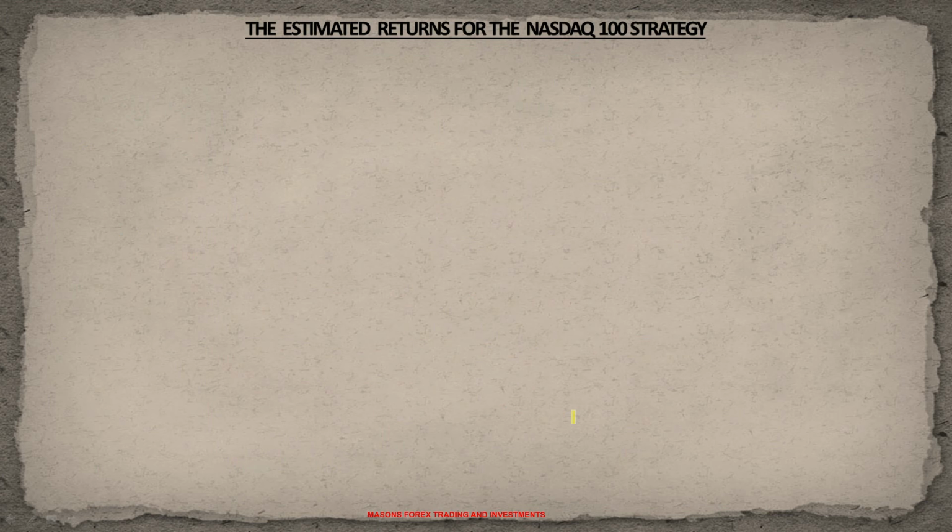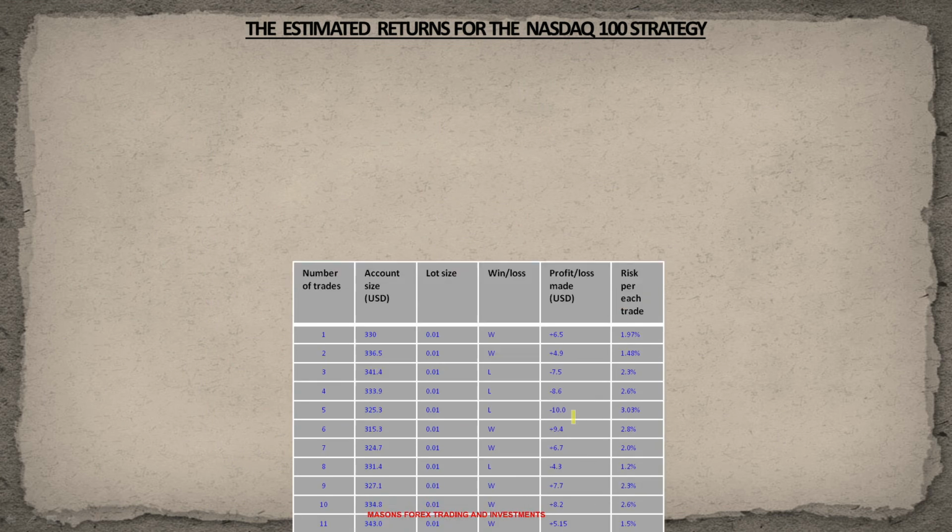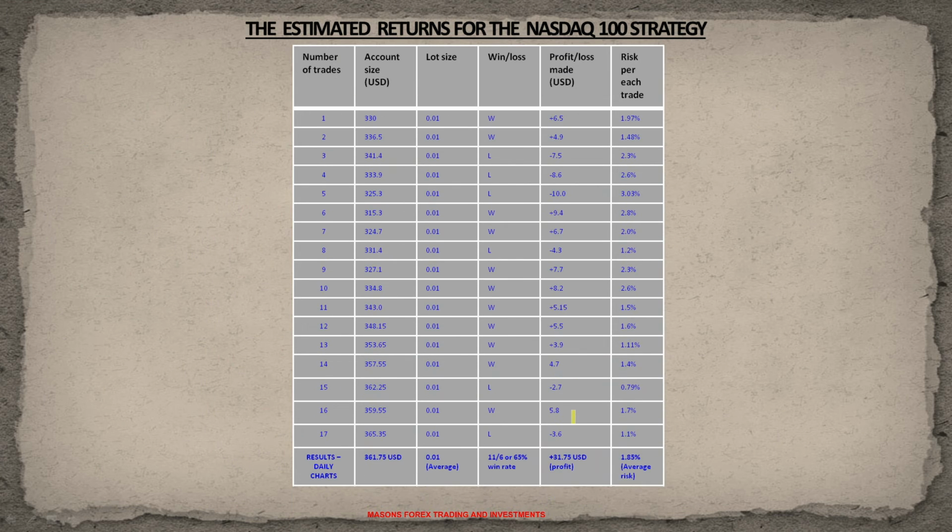Estimated returns for the Nasdaq 100 strategy. Now, based on what I taught you, we've managed to execute 17 trades. We initially started with an account of 330 USD. I'll explain to you how I managed to get 330 as an account to start with.